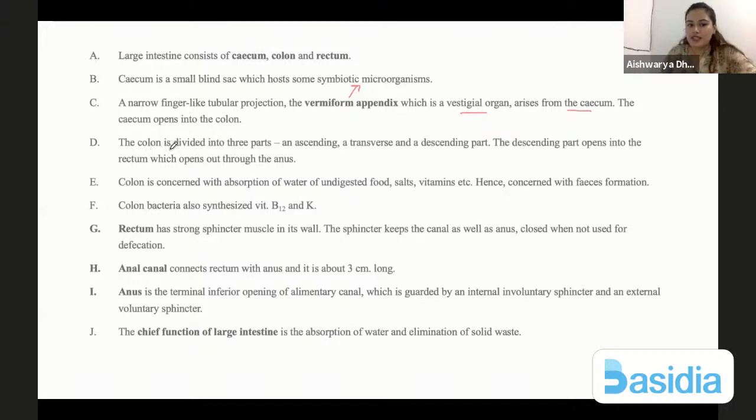Now coming to colon, I said it is the largest part in your large intestine. So it is divided into ascending, going up, transverse, going transversely, and descending, coming down. And the descending part will open into the rectum, which opens into the anus. Now colon is concerned with only absorption of water, salts, vitamins from the undigested food. So there is no digestion in large intestine.